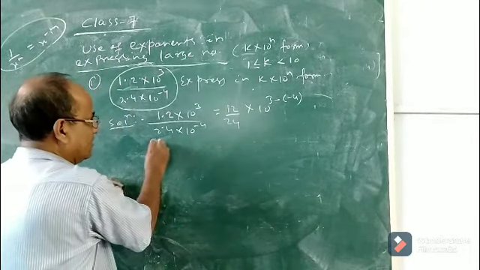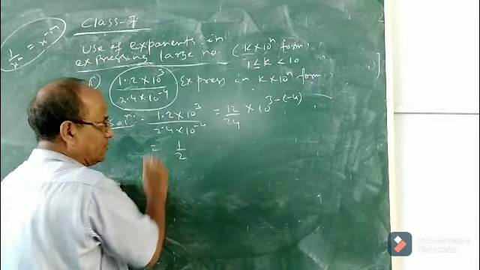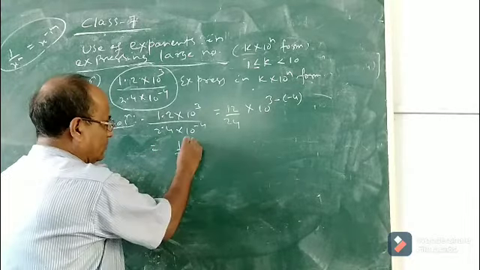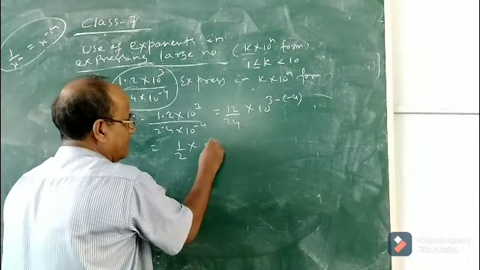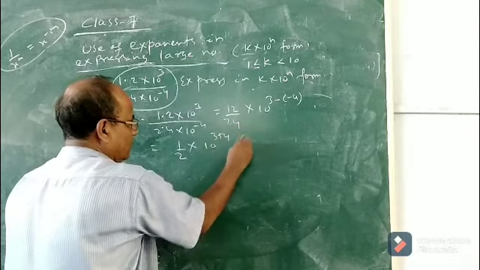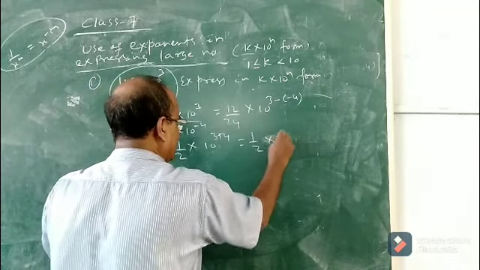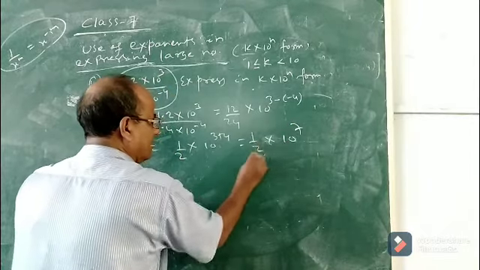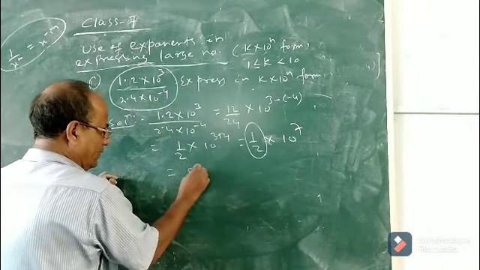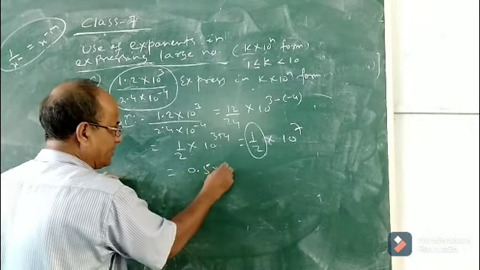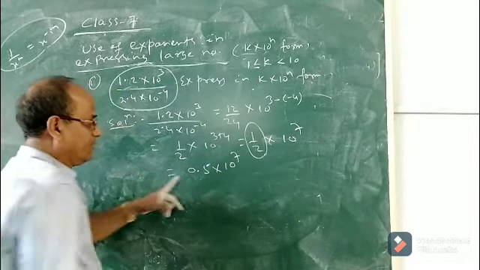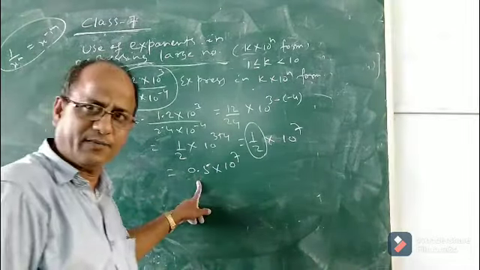Okay. Now see, 12 by 24 is 1 by 2. See, children, 1 by 2 into 10 to the power, this is 3 plus 4, which is equal to 1 by 2 into 10 to the power 7. Now this 1 by 2 means it is 0.5 into 10 to the power 7. But see, children, it has come as 0.5.